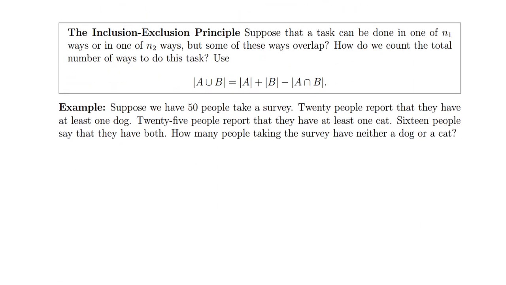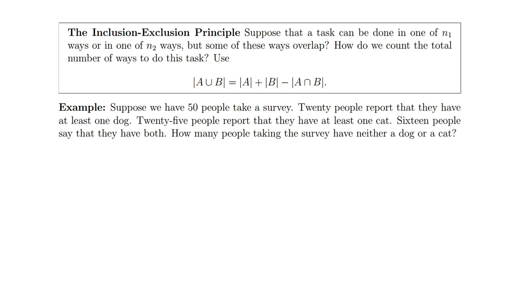Now, before, I did show you the inclusion-exclusion principle for sets. When we were learning about sets, union, intersection, and cardinality, I mentioned the inclusion-exclusion principle, and it's quite useful in enumerative combinatorics. Suppose that a task can be done in one of n1 ways or in one of n2 ways, but some of these ways overlap with one another. How do you count the total number of ways to do the task?